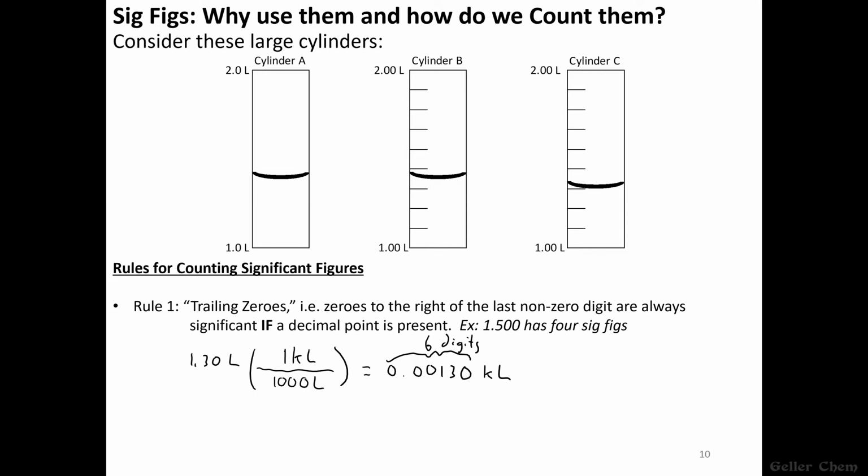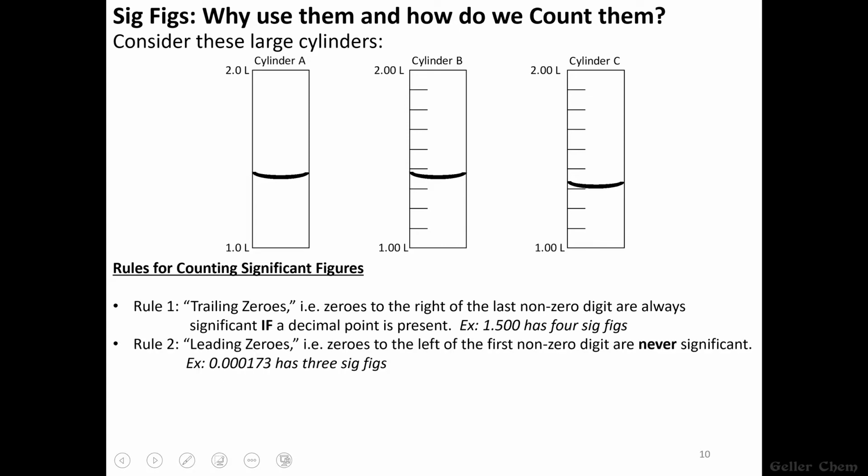It was a 3 sig fig number before. It's still a 3 sig fig number over here. Those extra zeros don't do anything. They've just adjusted the placement of that decimal to account for the fact that we are now using kiloliters. And so this brings us to our second sig fig rule. Leading zeros, i.e. zeros to the left of the first non-zero digit, are never significant.